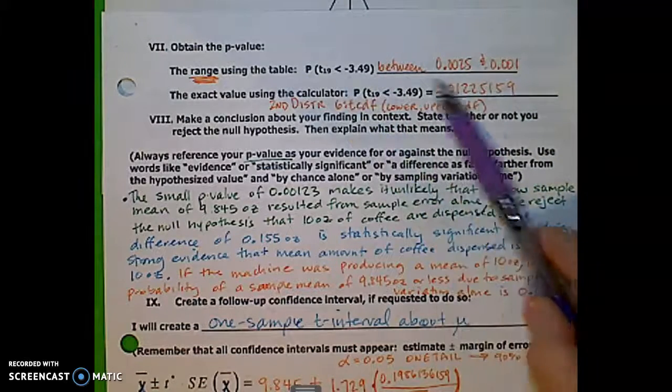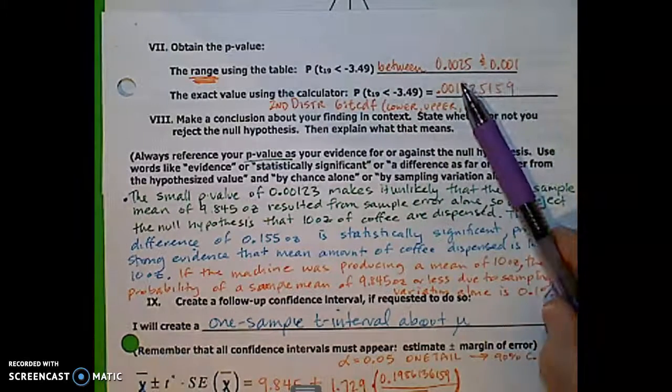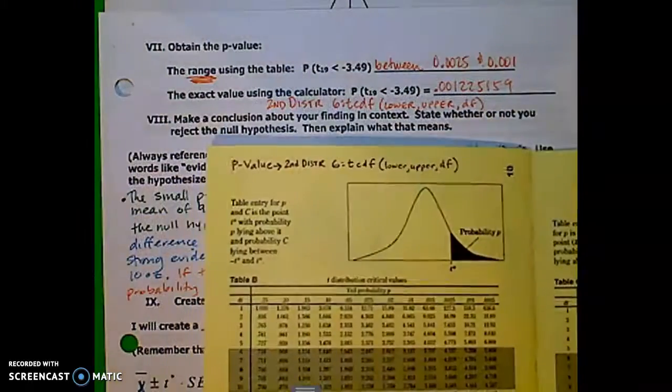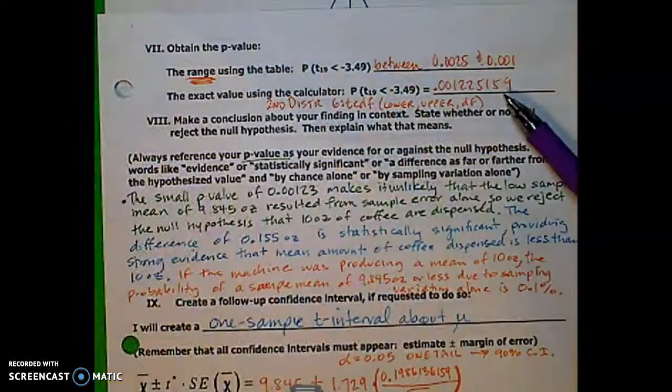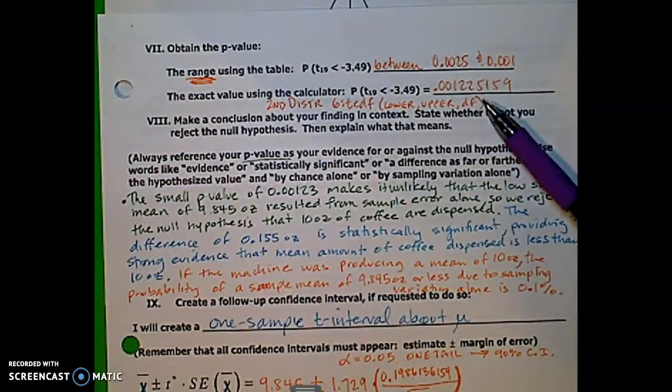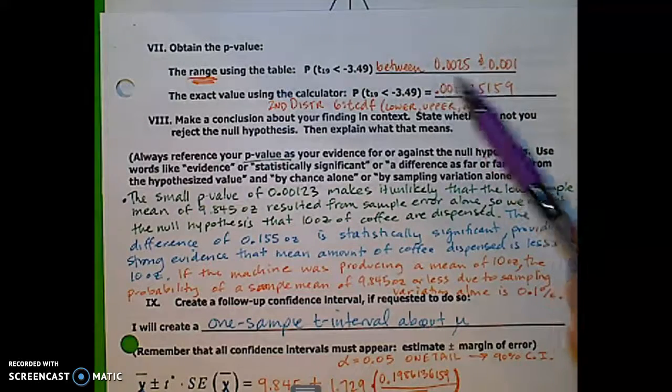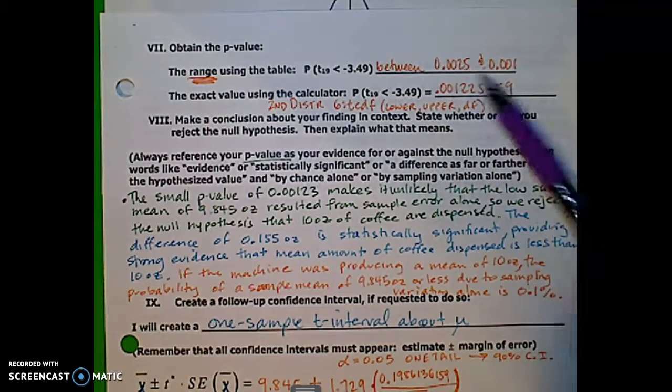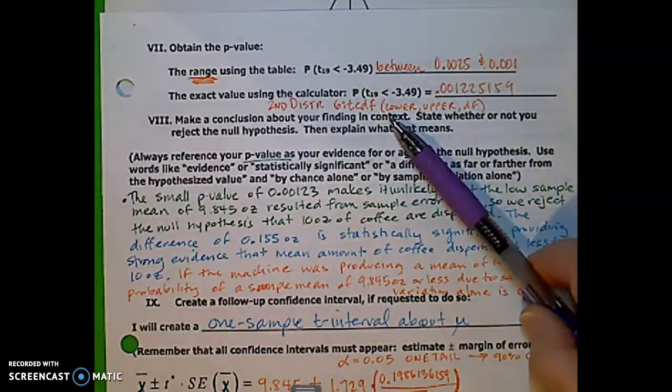We got the range of p-values from our table. But if you want to know the exact p-value, you'll have to use your calculator. The range of p-values is enough to know that we can reject this null hypothesis. But let's look on the calculator how to do this.